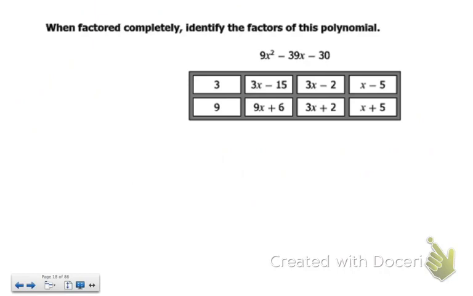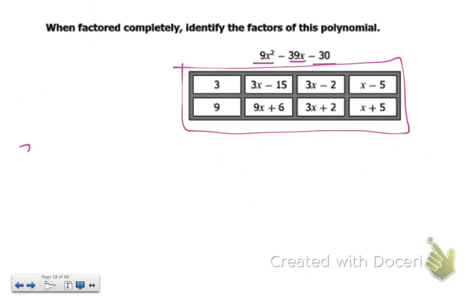Okay, when factored completely, identify the factors of this polynomial. When you see this, and you see these numbers, remember, I want you to ask yourself, will one of those go into all 3 terms? 9 will not go into 39 or 30, but 3 will go into every single one. So if we factor out a 3, 9x squared divided by 3 leaves you with 3x squared. 39x divided by 3 is 13x, and then minus 10.